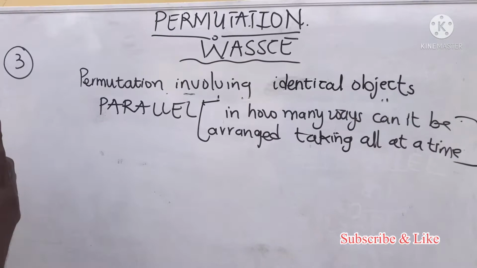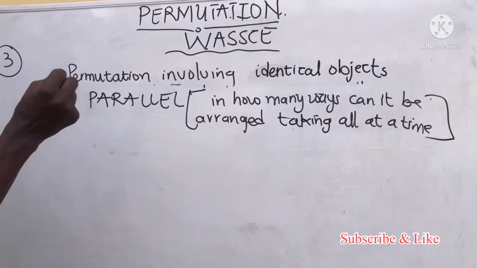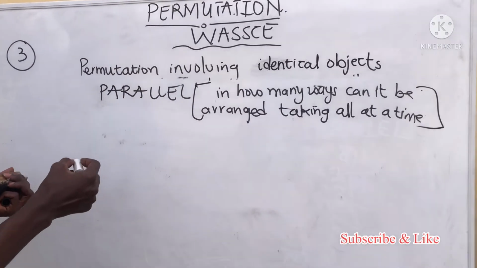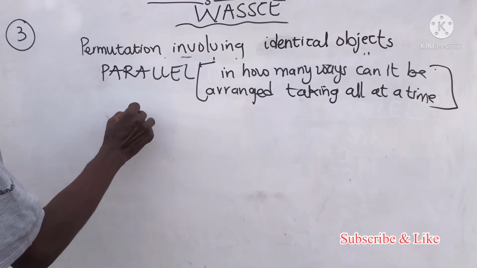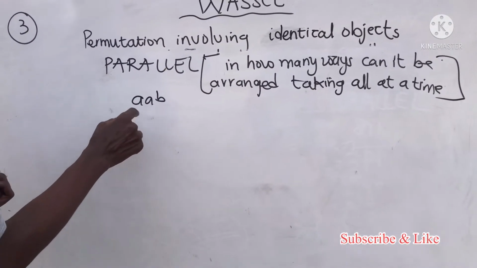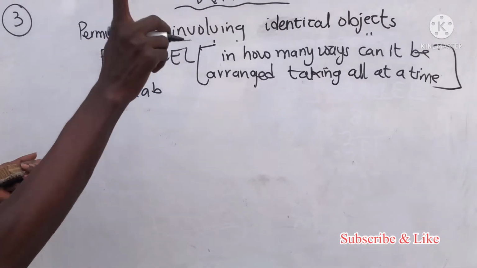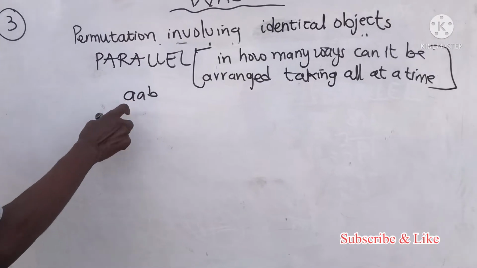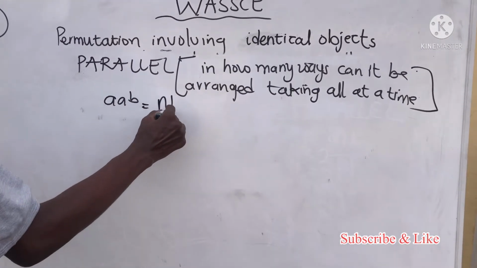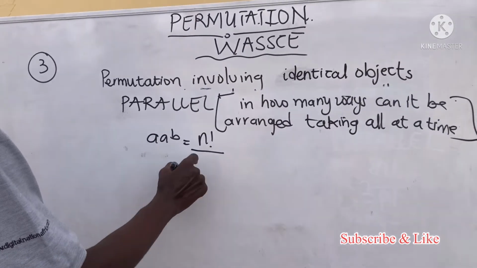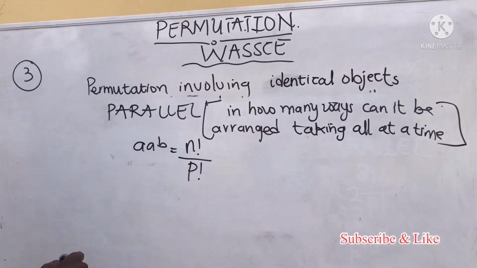In our previous lessons, we learned about permutation involving identical objects. We learned that if we have A, in here two items, one item is repeating itself twice. That's A. So therefore, the formula becomes n factorial over the number of repeating items, so we said P factorial.